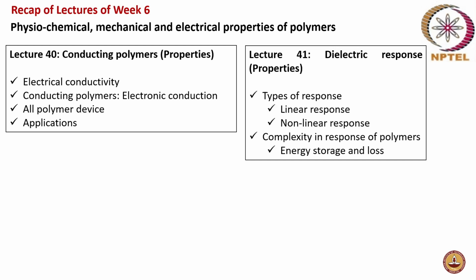Before the dielectric response was discussed, what are the types of responses for a polymeric material? A linear response and a non-linear response were discussed. And then what is the complexity of response in polymeric materials? For example, polymers have a storage component as well as a dissipative component. If you take modulus or dielectric permittivity, there will be a real part and an imaginary part, where the imaginary part generally indicates dissipation. In the case of modulus, the imaginary part indicates dissipation, whereas the real part indicates the storage of energy.